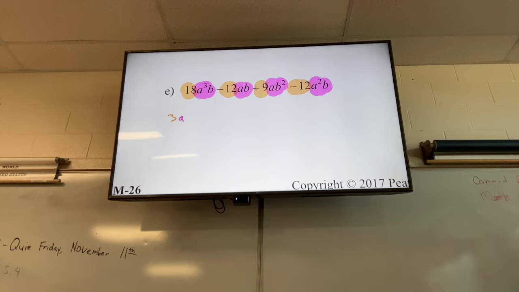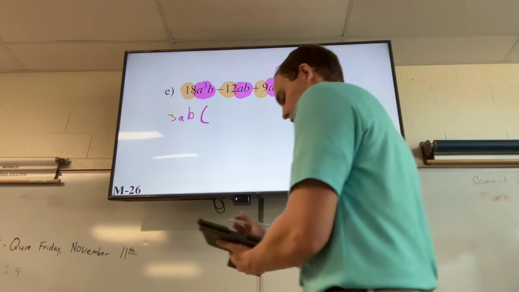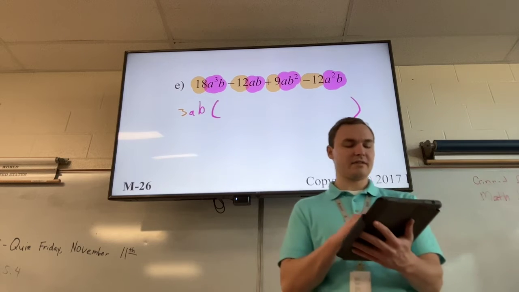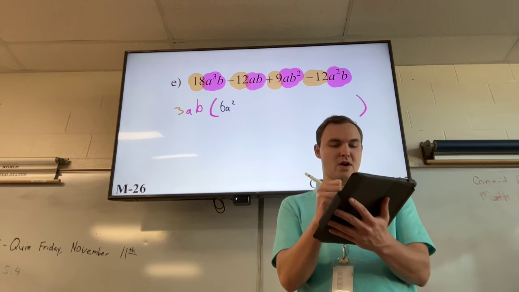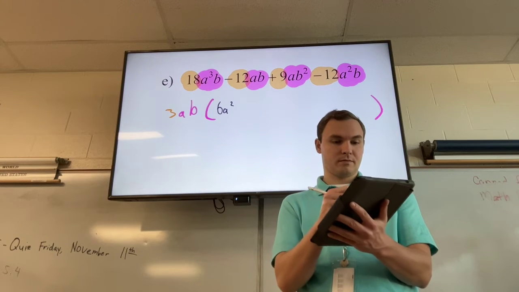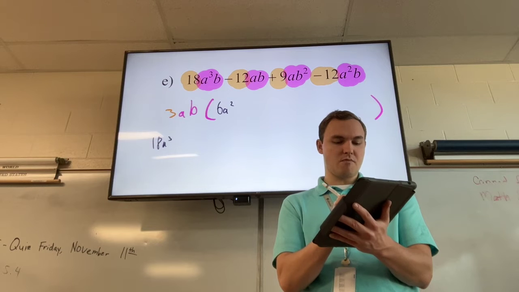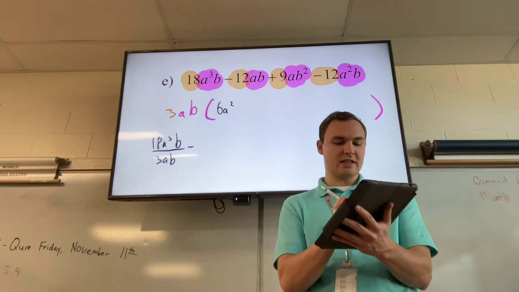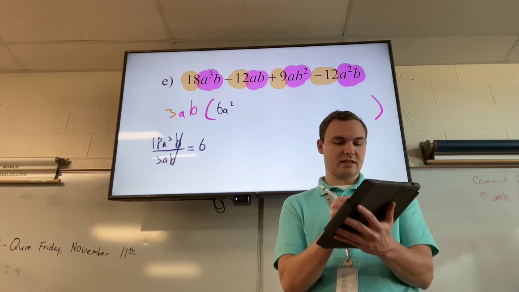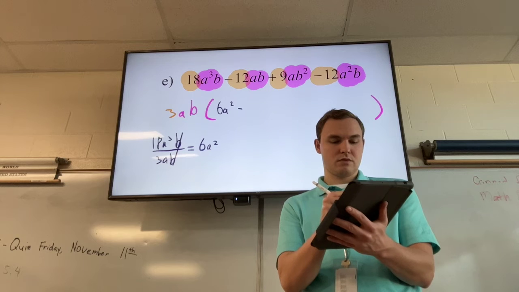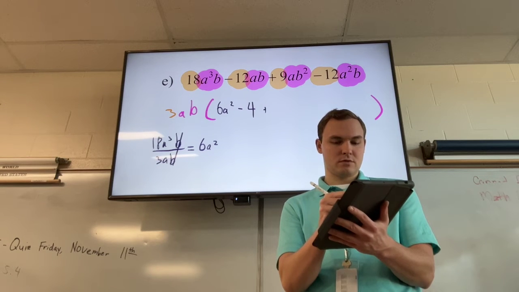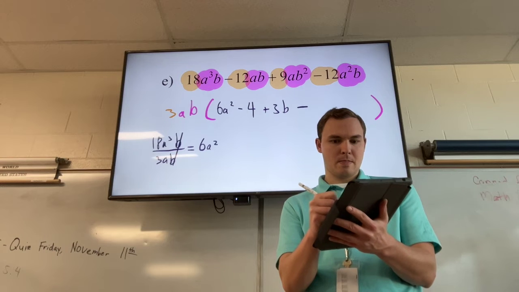And then what was the lowest exponent of b on all 4 of those terms? Just 1. So we're just going to pull out just a b, okay? And then my 4 terms inside my parentheses are what, Ava? 6a squared, yep. Where'd that come from? 18a cubed b over 3ab. These cancel. That becomes a 6, so it becomes 6a squared, yep. And then negative 4. Then what? Plus 3b. Good job. Plus 4a. Good job. Yep.